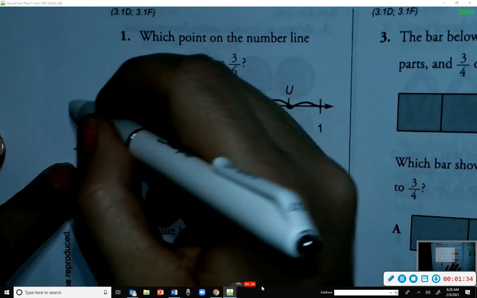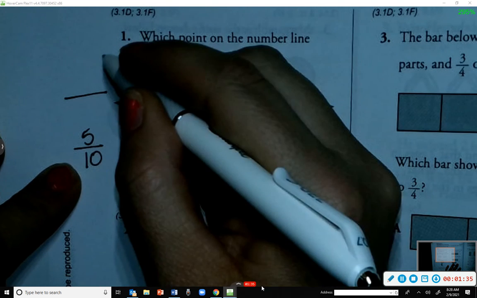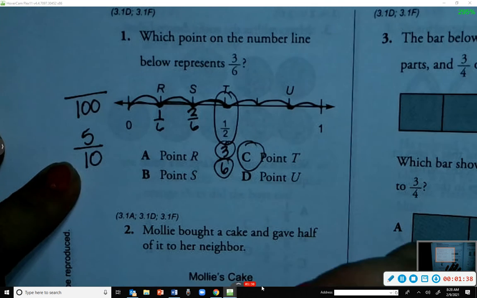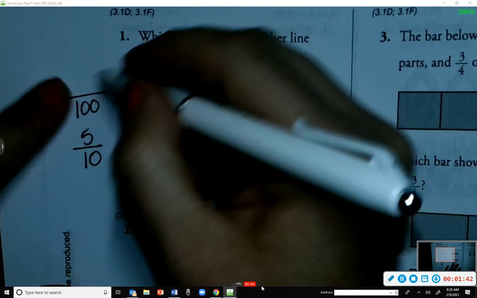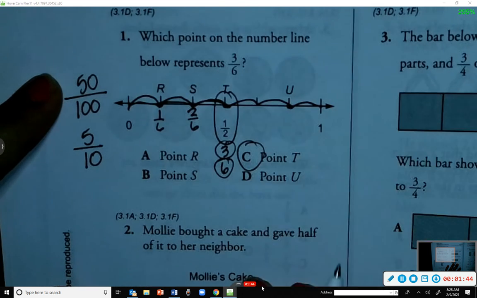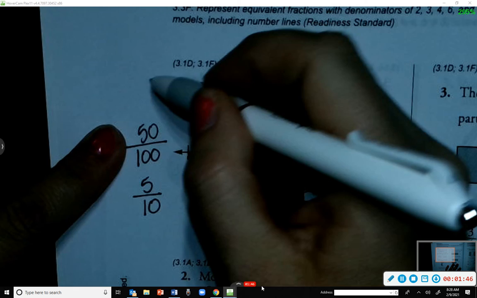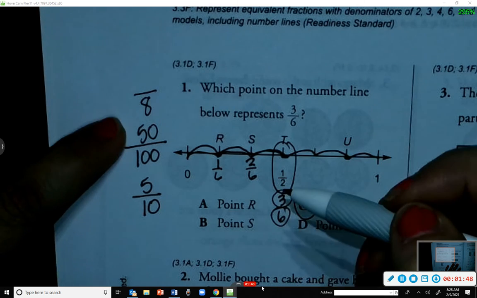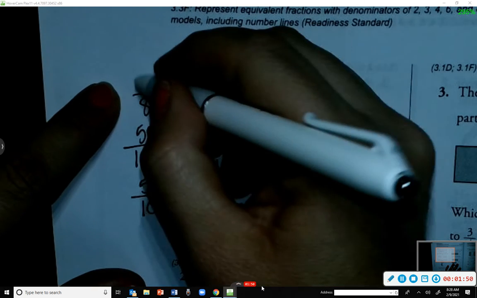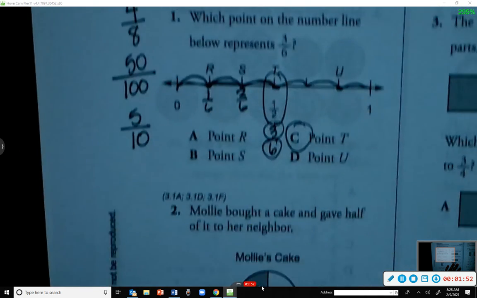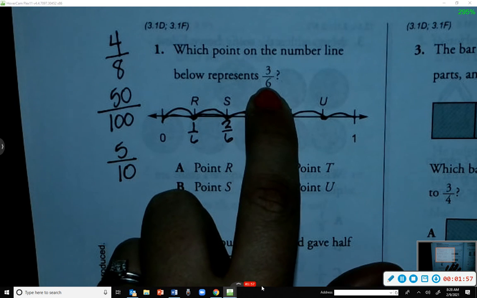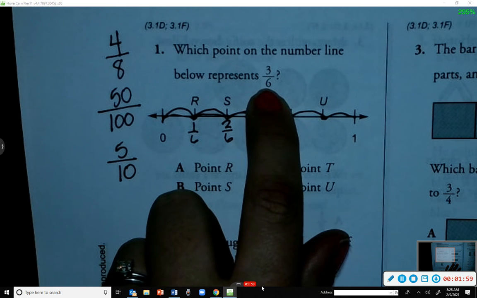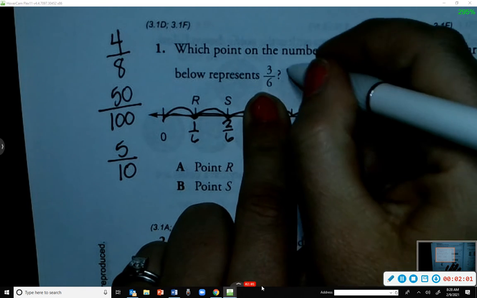Okay? If my denominator was 100, what would my numerator be to equal 1/2? 50. Good. Last one, if my denominator was 8, what would my numerator have to be? 4. Good. So you should automatically see 3 and 6 and think, oh, that is equal to what? 1/2.